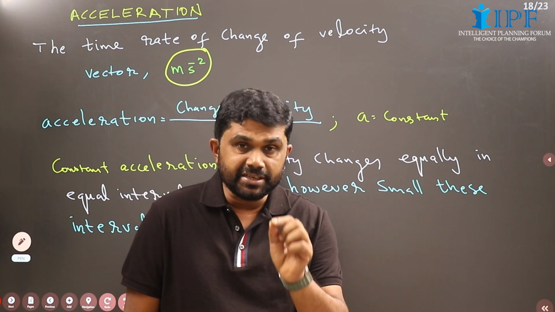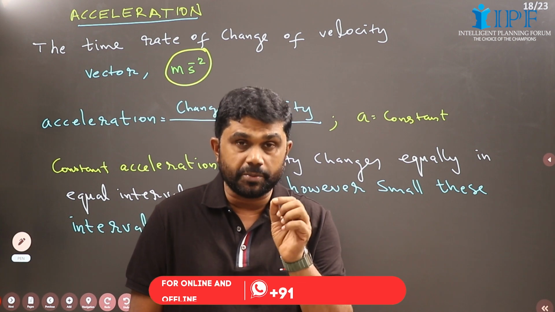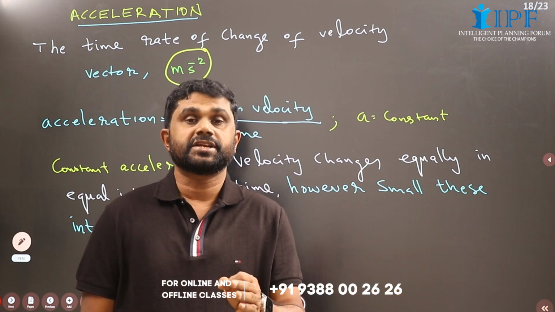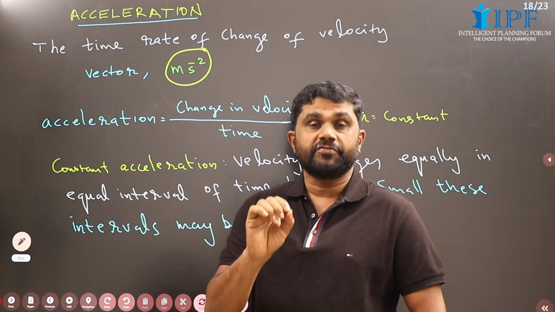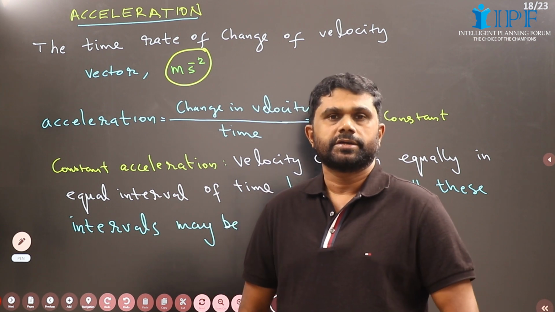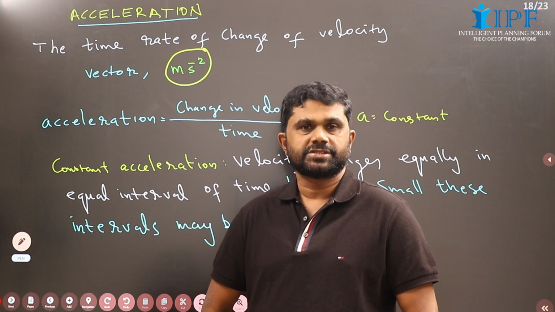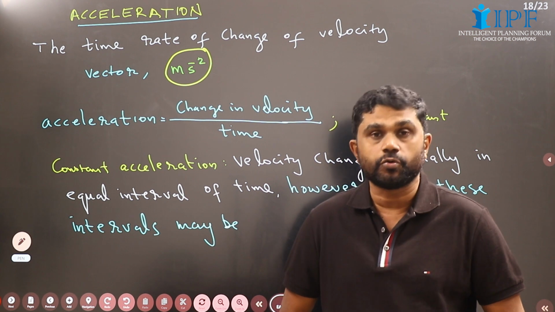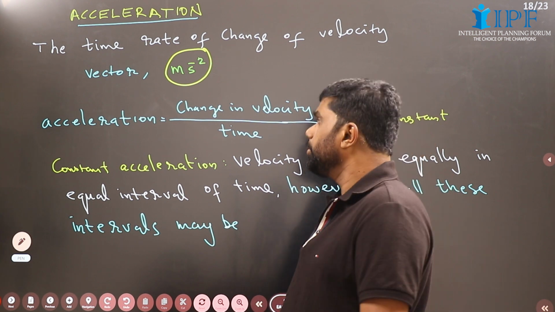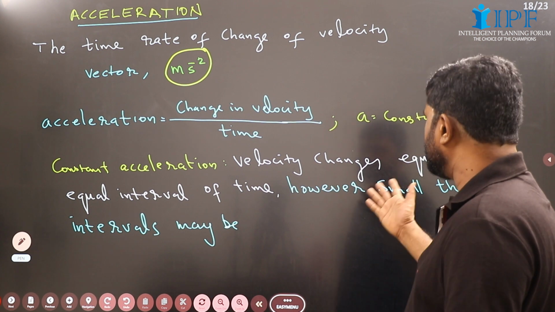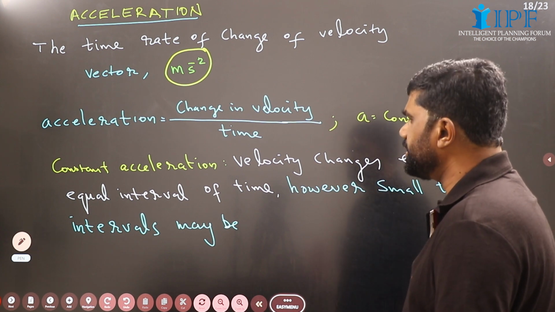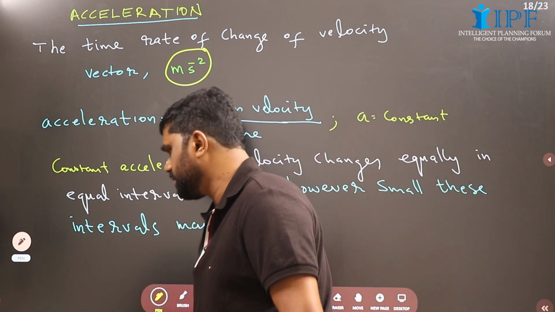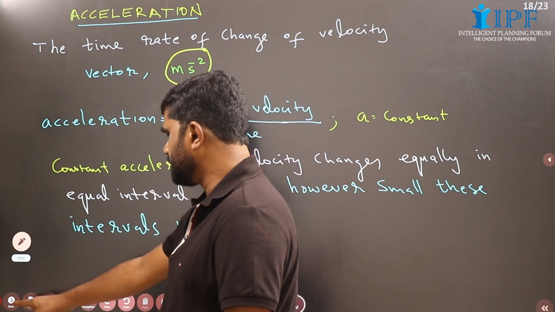If the velocity increases in the course of time, acceleration is called a positive acceleration. If the velocity decreases in the course of time, then the acceleration is negative. The negative acceleration is called deceleration or retardation. A body usually decelerates when it experiences a force opposite to the motion. So constant acceleration means its velocity changes equally in equal intervals of time, however small these intervals may be, and the acceleration is a vector. It is measured in meter second raised to minus 2.